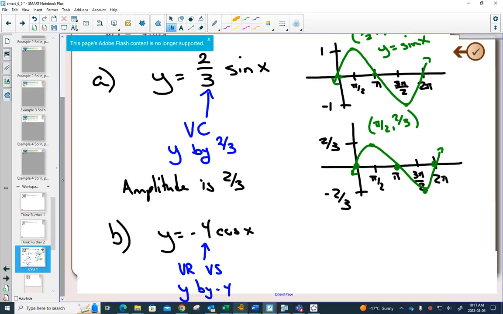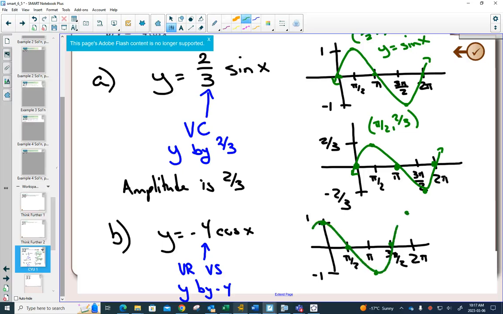So as far as looking at the graph of this one, well, a normal cosine graph, you would label your axes family, pi, pi over 2, and 3 pi over 2, maximum of 1, minimum of -1. A normal cosine graph starts at a maximum, then goes center line, minimum, back to maximum. There is our normal cosine graph. And what we're going to do is we are going to multiply all of our y-coordinates by -4.